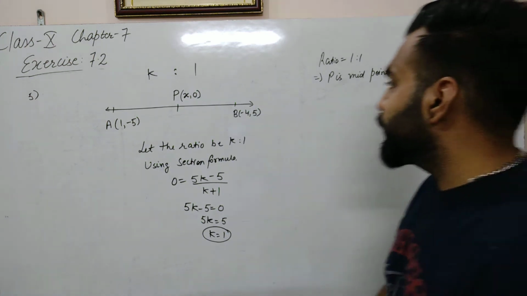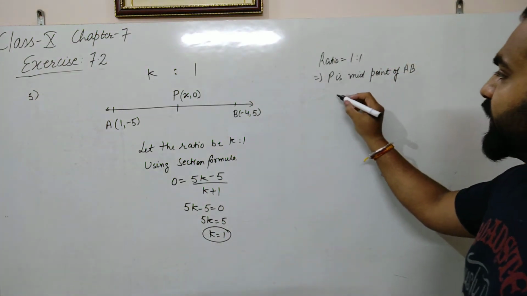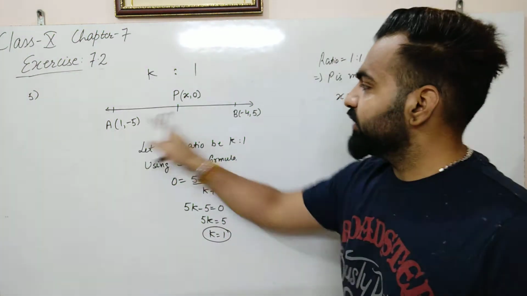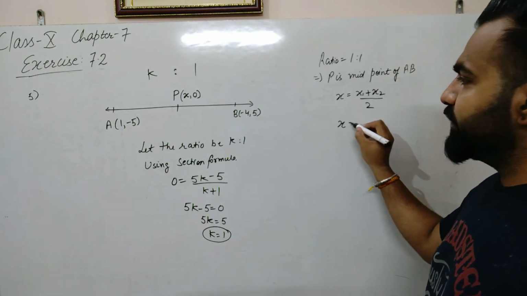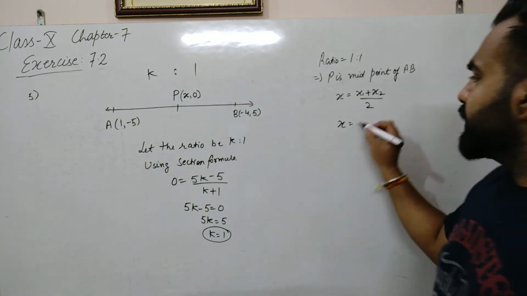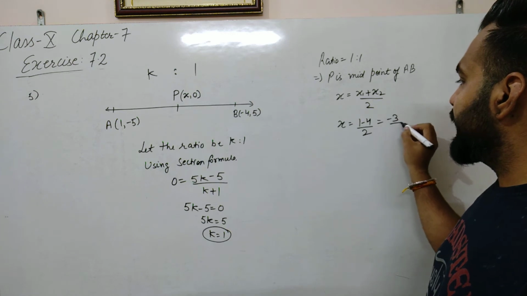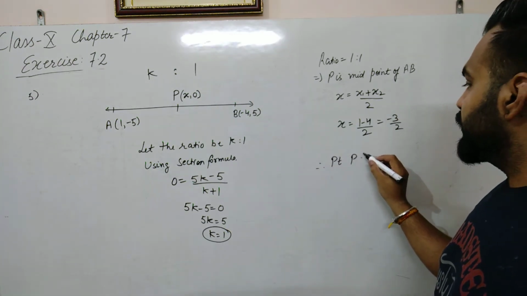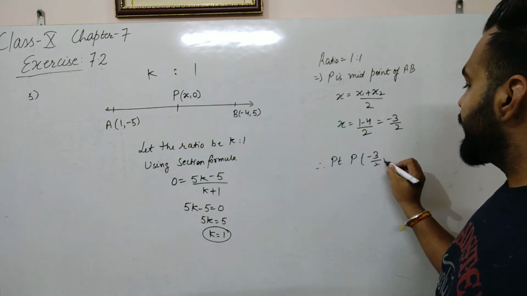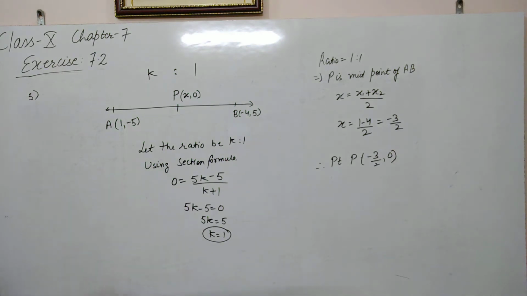And whenever the point is a midpoint, we can directly use the midpoint formula. So the coordinate of x will be (x1 + x2) by 2. So x will be equal to (1 - 4) by 2. This will be equal to -3/2. So point P is equal to (-3/2, 0). So this was question number 5.